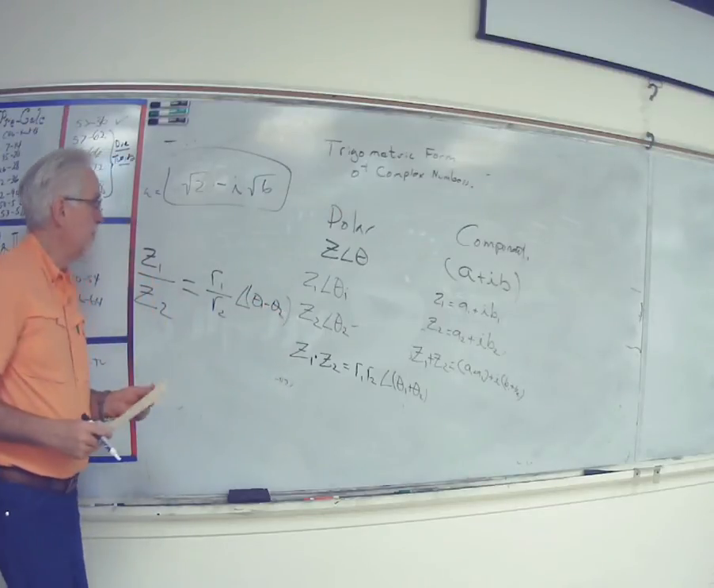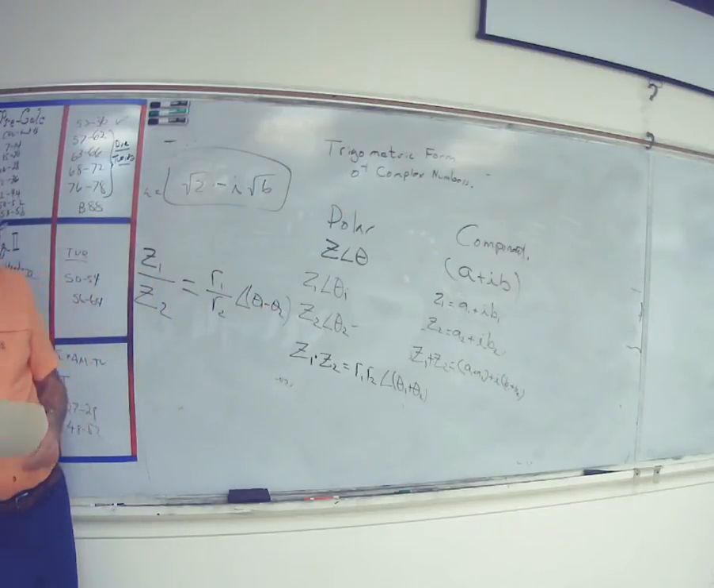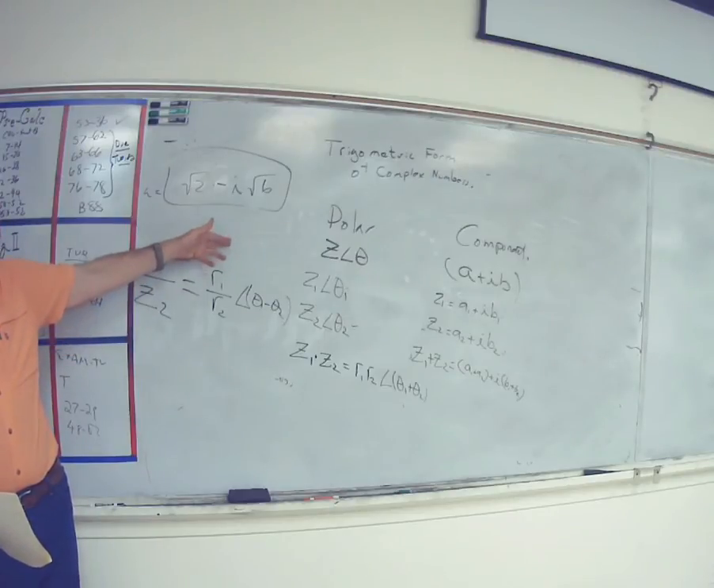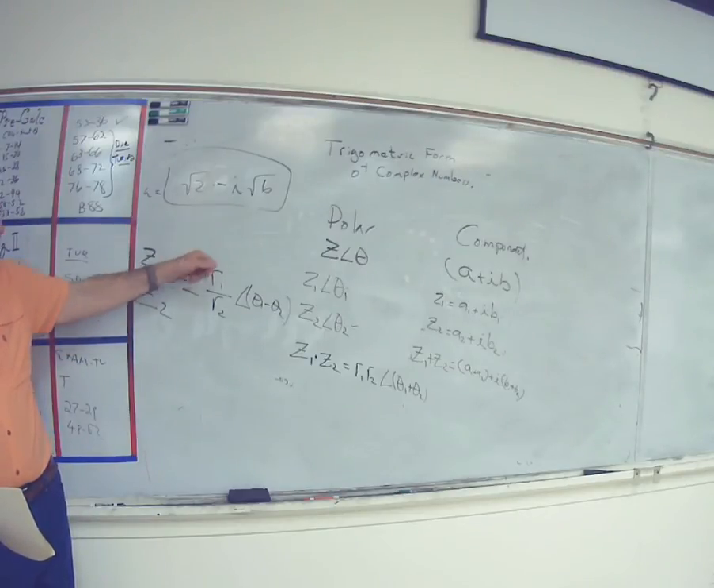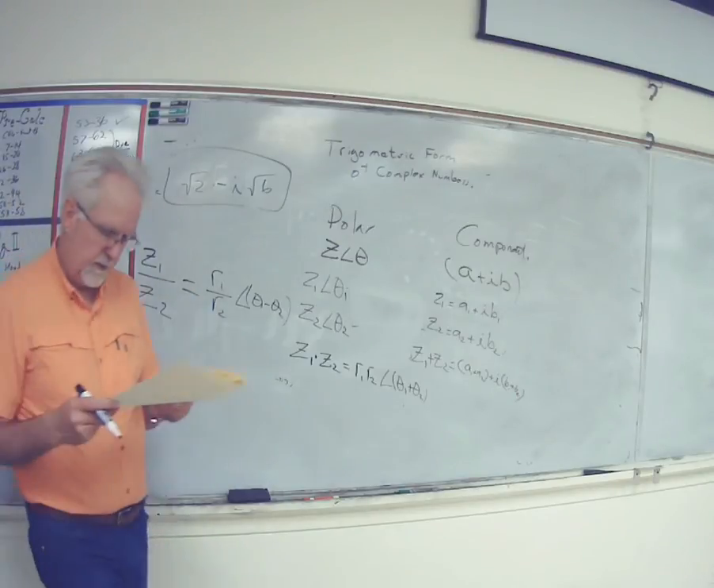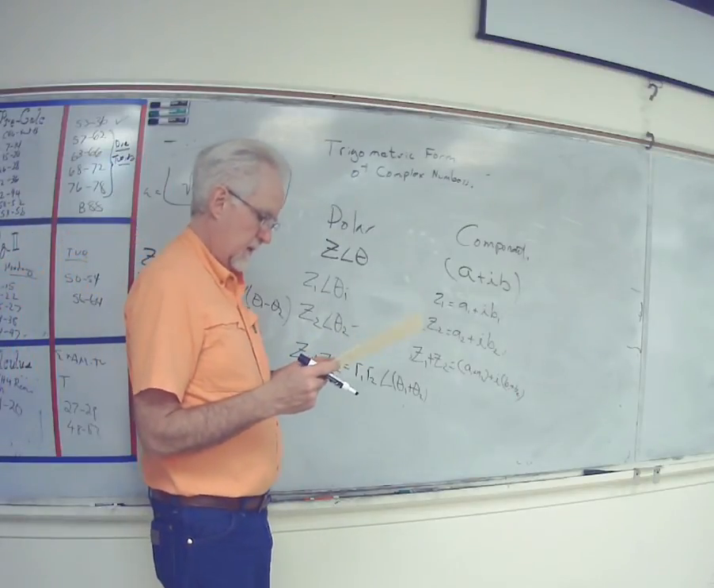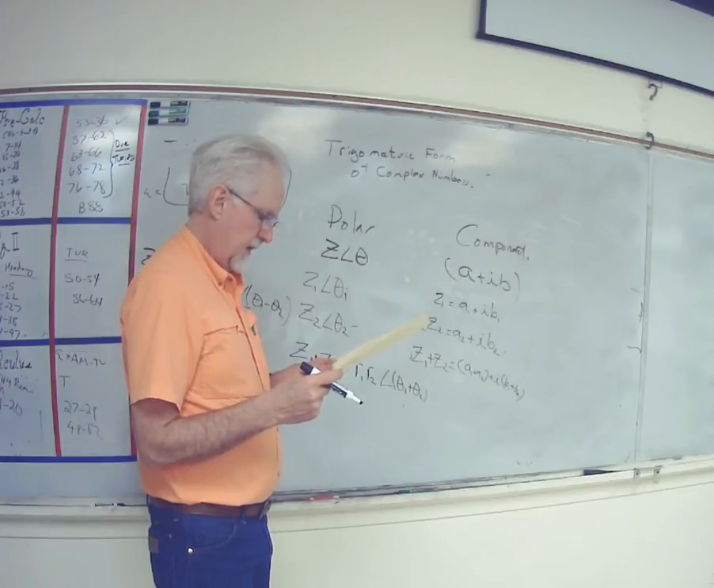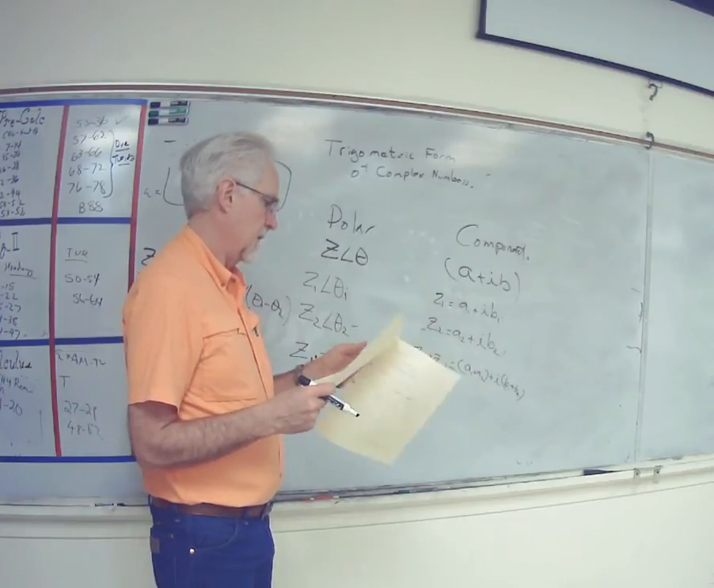Multiplying in polar is easy. Multiplying in component, you need to go to polar. Multiplying and dividing, you want to use polar. And adding and subtracting, you want to use component. Does that make sense? Yes. All right, so I think that you can do that. That is pretty easy.